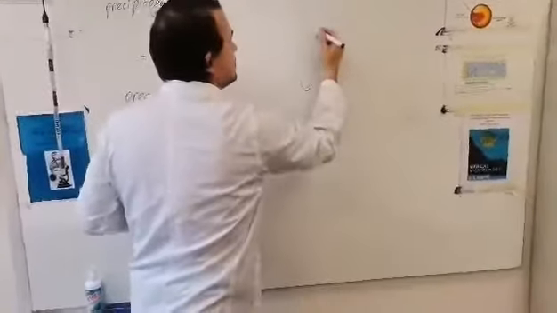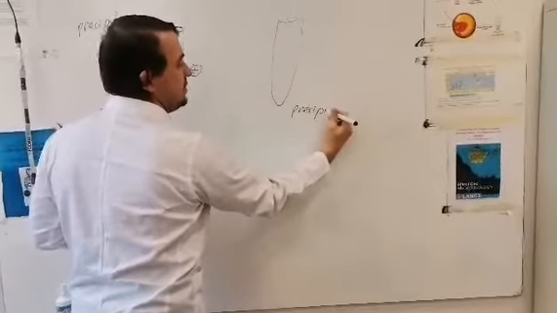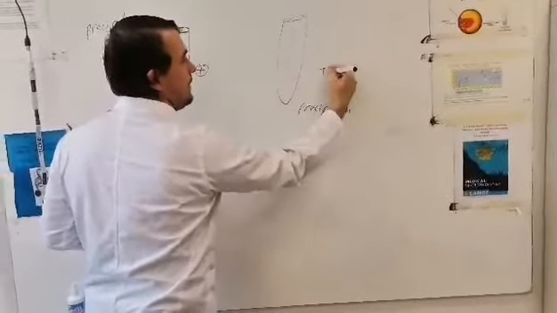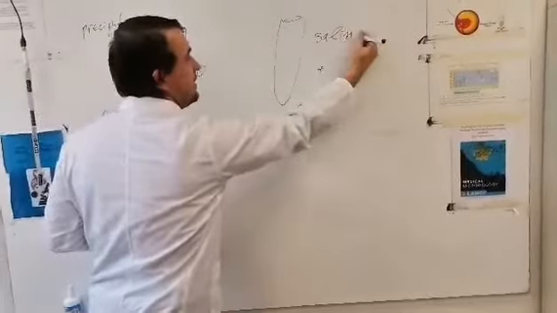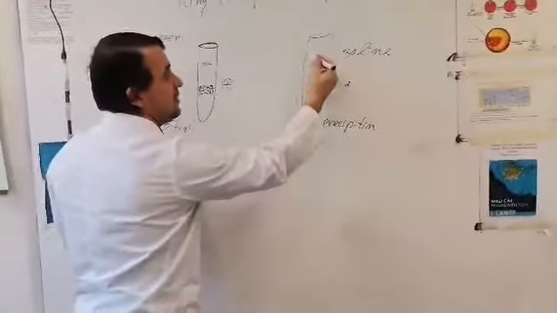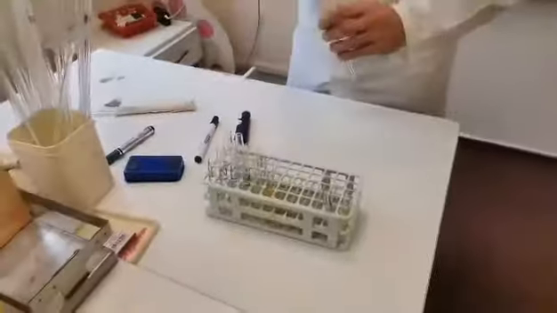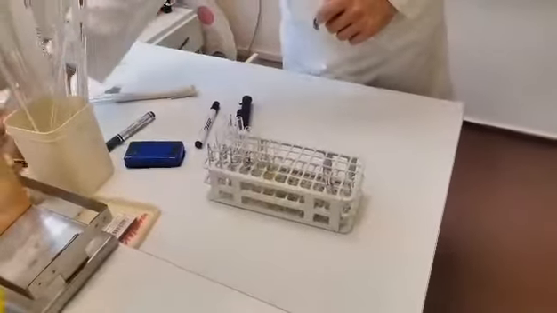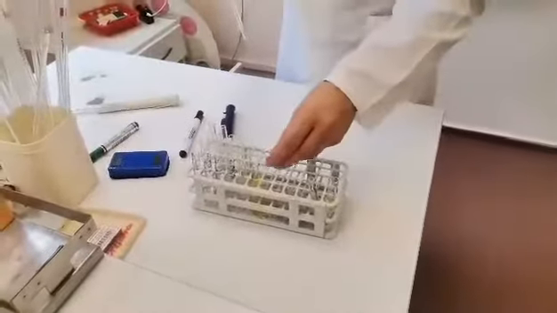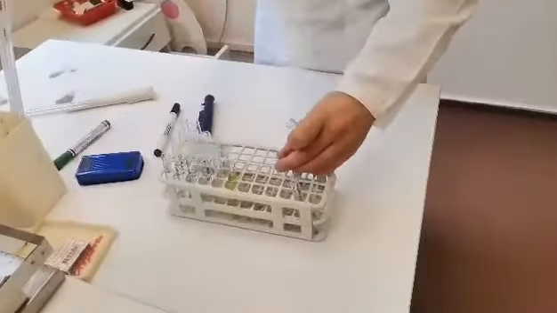I will perform also a negative control where there will be precipitin and saline, as saline doesn't have antigens, so there will be no precipitation ring. Let's see. This is the precipitin. Okay, here's where I will perform the reaction.